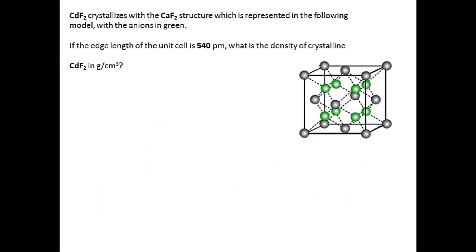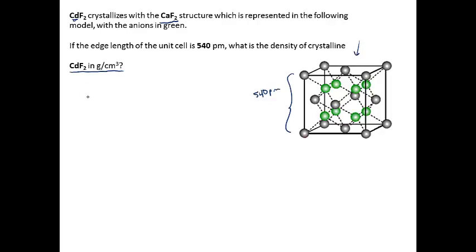Okay. Next, let's say we have this cadmium fluoride crystal, and it takes the same shape as what would be called the calcium fluoride structure, but it's actually a cadmium. And what we want to do is calculate the density of cadmium fluoride in grams per centimeter cubed. And all we know is what kind of crystal shape it takes, that one there, and we know that that edge length is 540 picometers.